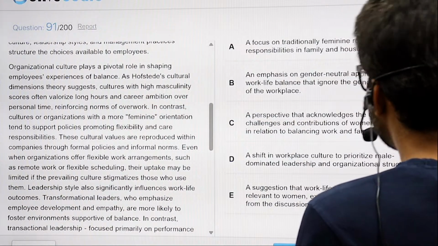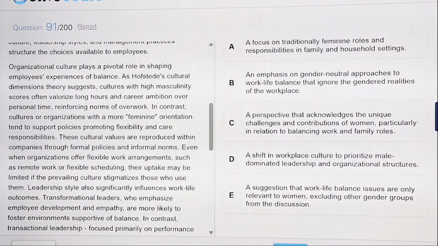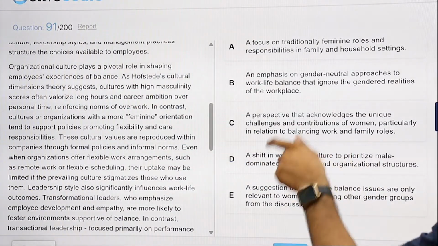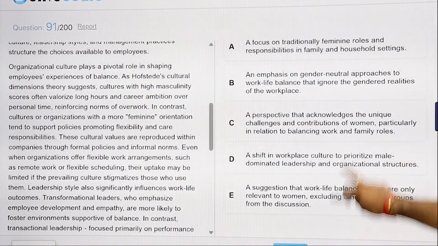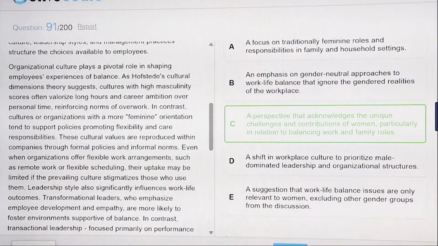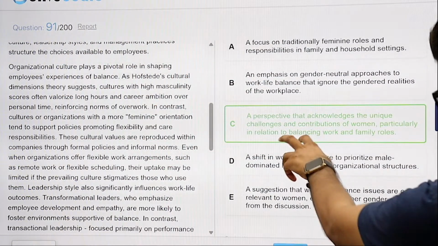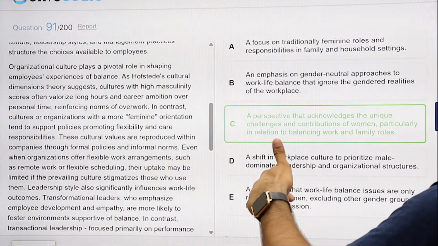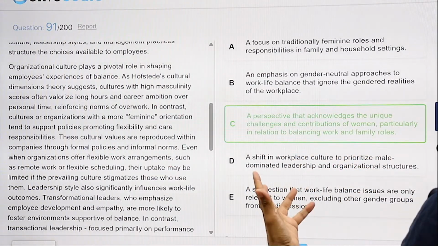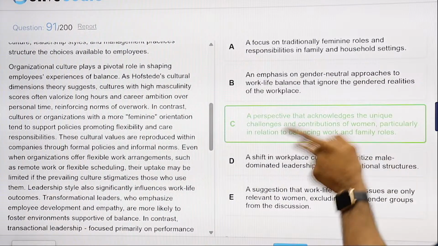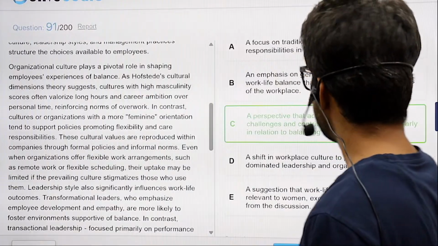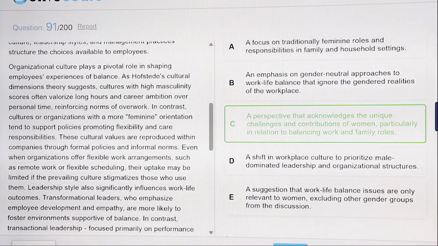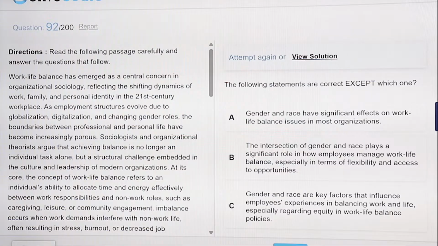Yes, better choice. Shift in workplace culture to prioritize male dominated. No. Somehow, feminine has the priority. Supporting policies, promoting flexibility. No. Suggestion that work life balance issues are only relevant to women. Not at all. We have the best choice then. A perspective that acknowledges the unique challenges and contributions of women, particularly in relation to balancing work and family roles. And that's what this flexibility, supporting policies, and all can define. The best choice. I didn't say that's the answer, but that's the most appropriate, absolutely after elimination.